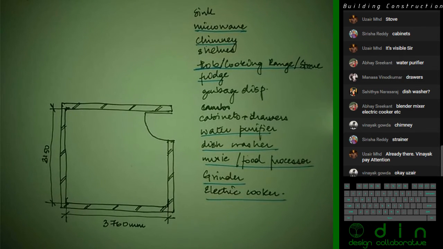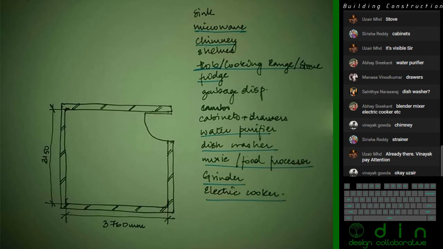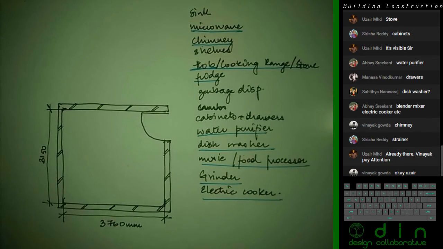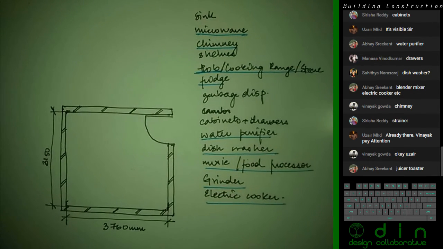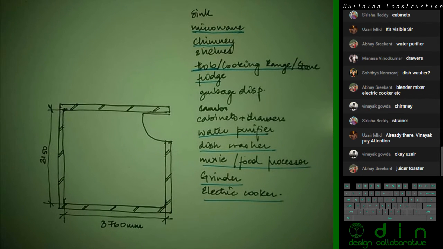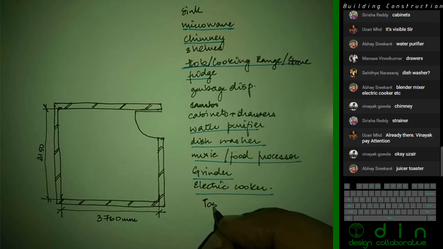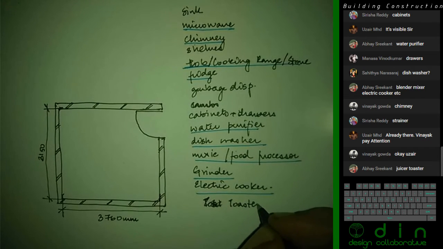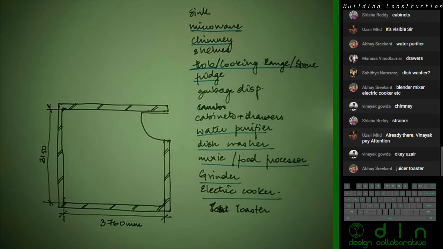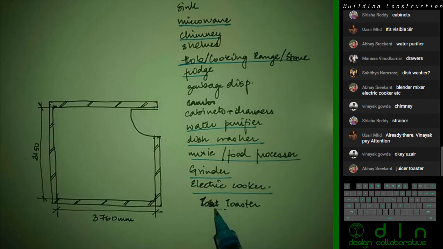You have to make sure that they all work properly, that they won't short, that you are not setting the entire apartment on fire. So we have to be careful about a lot of these things. Oh, toasters, juicers, why not? Toaster, also electric.